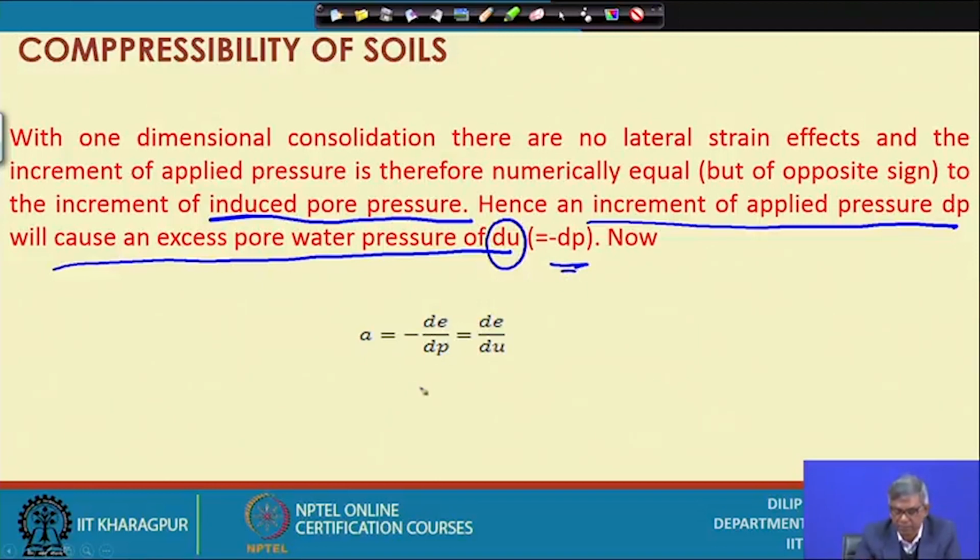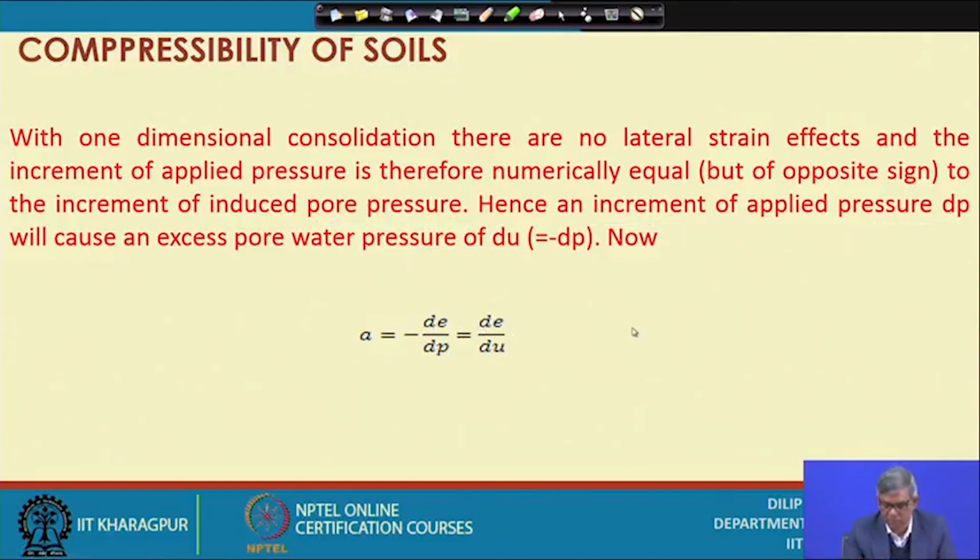If I do that, then we know de by dP equal to a, and that will be equal to de by du. We have the initial e versus pressure relationship, de by dP is a, and here we can write de by du in this form. Since consolidation is a result of change of void ratio, I want to express it in terms of void ratio, that is what we are planning.